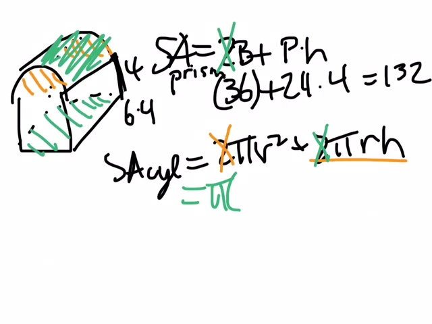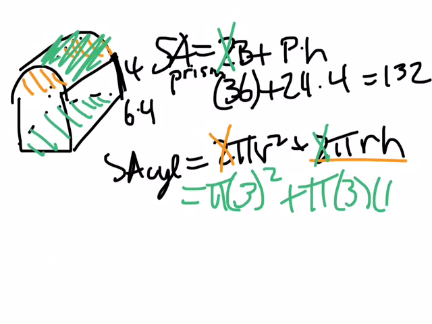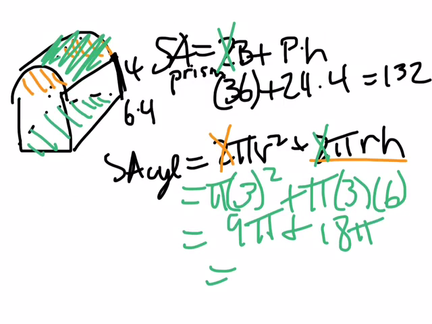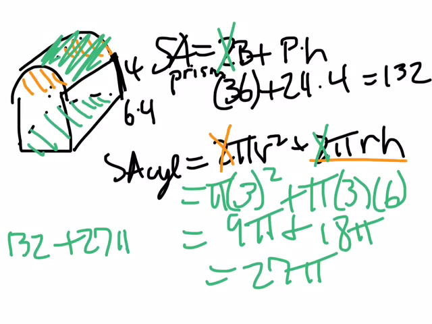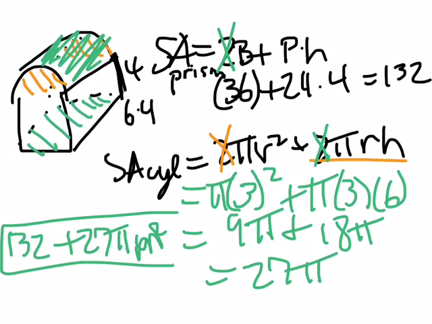All right, so it's pi. What's the radius here? 3. Squared, we'd already done that, plus pi 3 times 6, 3 squared 9 pi, plus 6 times 3, 18 pi, so it's 27 pi. So the overall surface area, 132 plus 27 pi squared meters. Okay, next again.